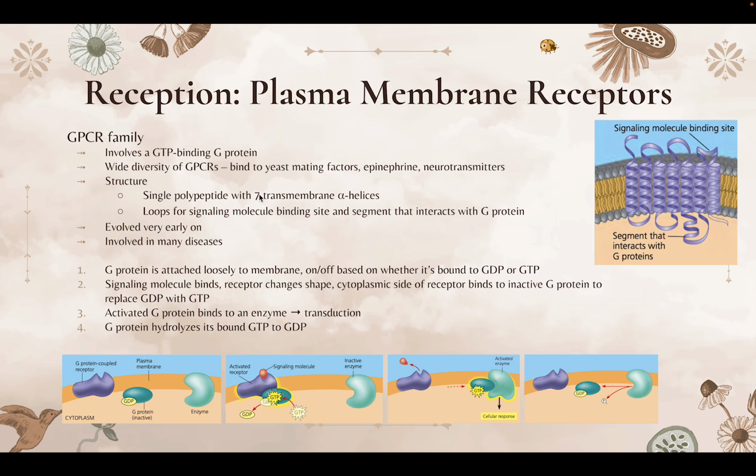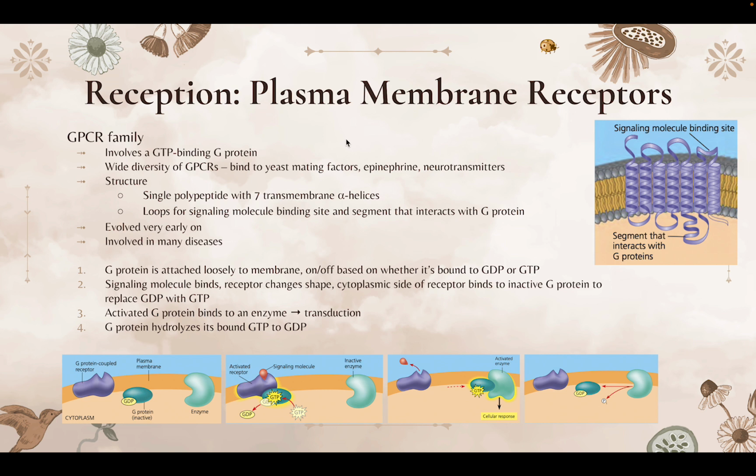Something to note is that it's got 7 transmembrane alpha helices. And if you remember from the amino acids, macromolecules video, in most of these alpha helices the amino acids are not going to be proline or glycine, and the vast majority of them are going to be nonpolar since they are in the membrane. This is what they look like, and the segment that interacts with G proteins is on the inside, and the place where the signaling molecules bind is on the outside.